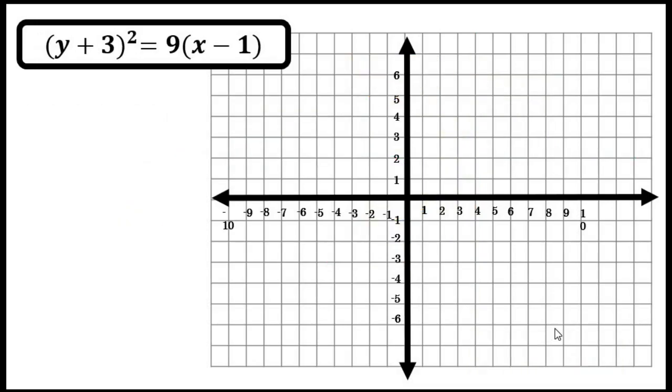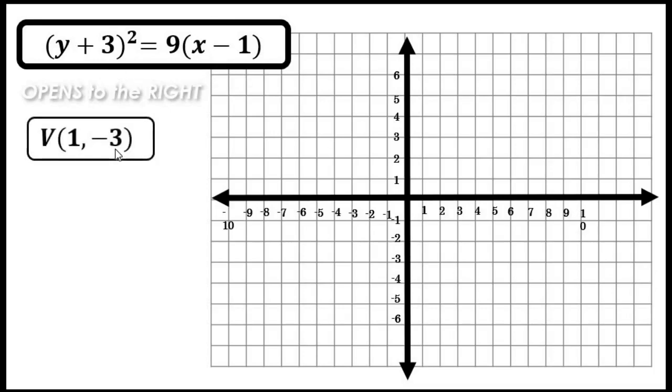Let's now proceed to the last example wherein we are going to graph a parabola that opens to the right. Since y here is squared and 4p is positive, definitely we can verify that the given equation is a parabola that opens to the right. To start by plotting the vertex, take note that h can be found on the right-hand side of the equation and k on the left-hand side. So the vertex will be (1, negative 3). It will be plotted in the 4th quadrant.